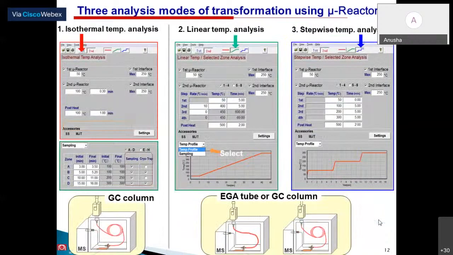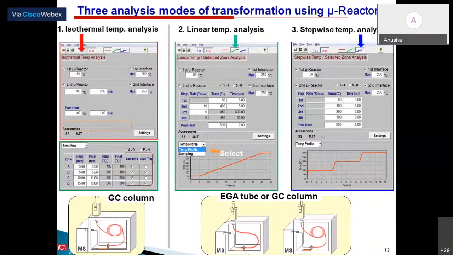There are three analysis modes available for this. These are also software modes. As I told you, we always have a separate software to control it. So you can see three modes in the software: isothermal, linear, and stepwise.